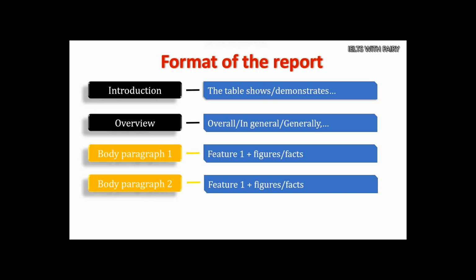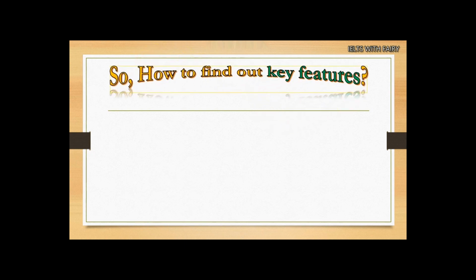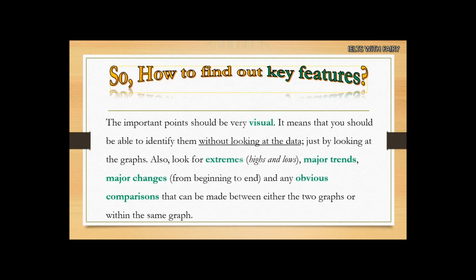One more thing. Here I put body paragraph 1 and feature 1. It doesn't mean that we only have 1 feature in 1 body paragraph. However, you can combine 2 or 3 features together if you think that they are logically connected to each other. Okay. So I mentioned features, and the main thing we write in our body paragraphs here is features. So my question is, how to find out key features? That is the point.